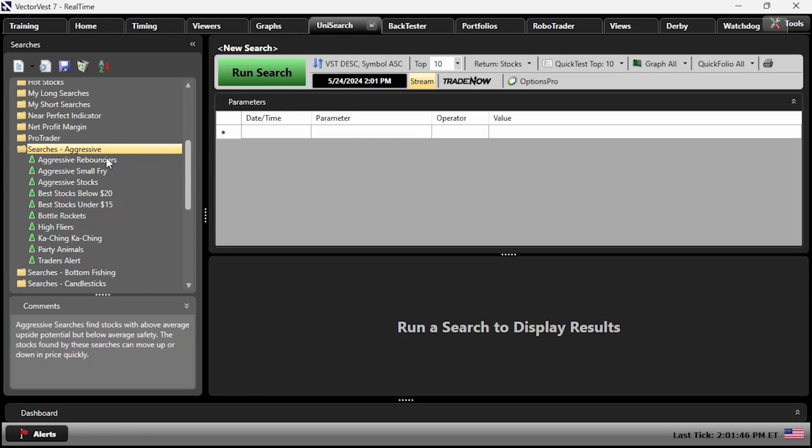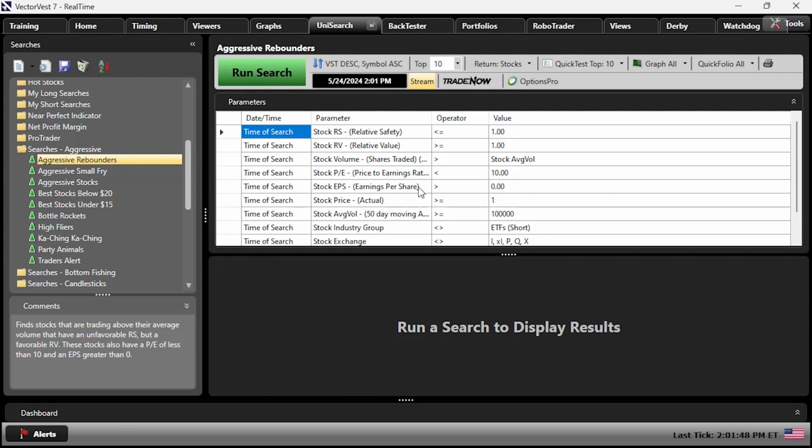Let's go to aggressive rebounders, all right? What am I looking for? Relative safety less than 1. Relative value greater than 1. Bam! That fits right into what I want, along with all of the other criteria to find these stocks, and it's sorted by VST, which is our master indicator.